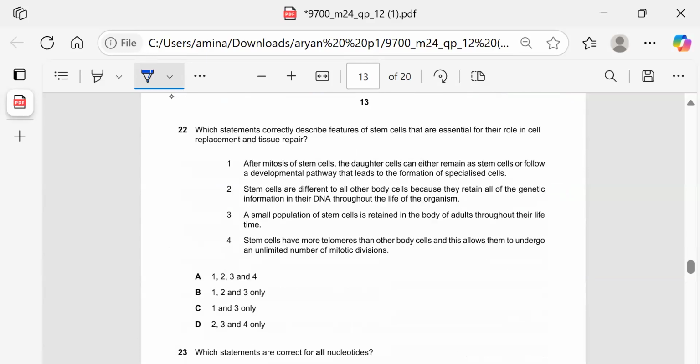22 is asking which statement correctly describes the feature of the stem cells that is essential for their role in cell replacement and tissue repair. So over here, I'm providing three keywords. I'm finding a stem cell, and I want to find the feature of the stem cell which helps it in cell replacement and tissue repair. So the first one is saying, after mitosis of a stem cell, the daughter cells can either remain as a stem cell or follow a development pathway that leads to the formation of a specialized cell.